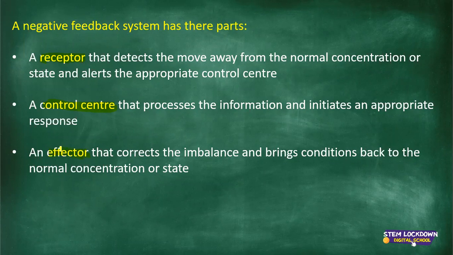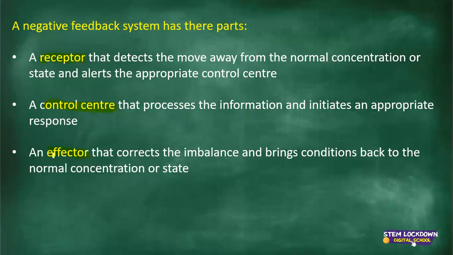So you need to remember these three in the negative feedback. You have the receptor, you have the control center, and you have the effector. As we're going to discuss different types of negative feedback systems in the body, when we discuss that, you need to be able to identify which one is the receptor, which one is the control center, and which one is the effector. Like we said, the receptor is the one that detects the change, that now it's no longer normal. Now it's either too high concentration or too low concentration. The receptor detects that.